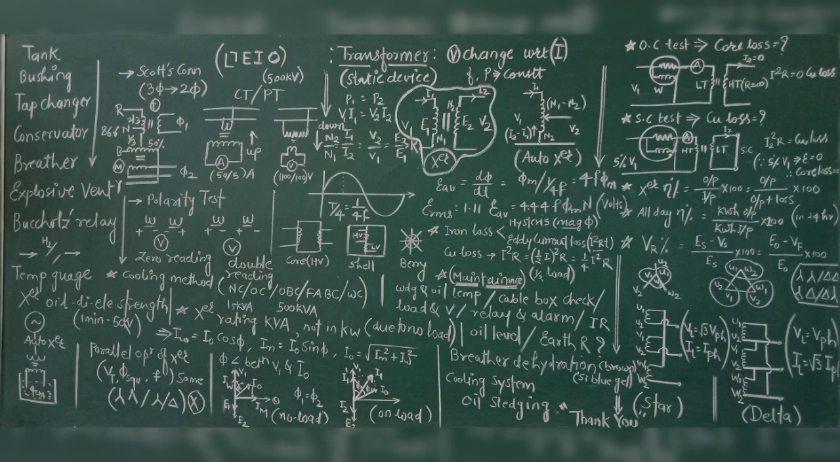Frequently we calculate the transformer efficiency, that is output upon input multiplied by 100, or output upon output plus losses multiplied by 100. All day efficiency is kWh output upon kWh input multiplied by 100 over 24 hours. Voltage regulation is very necessary for calculations: no load voltage minus full load voltage upon no load voltage, multiplied by 100.